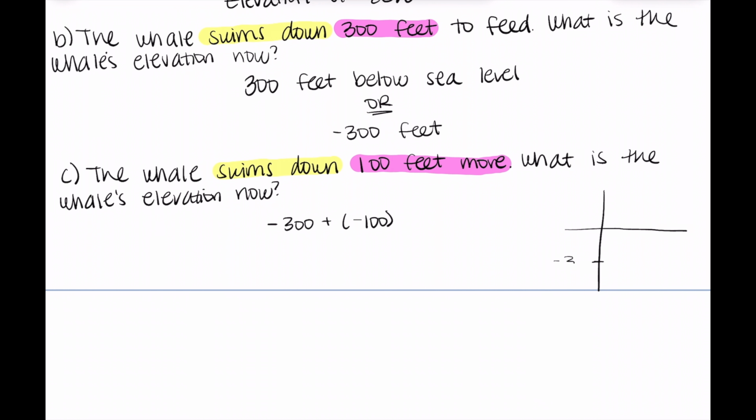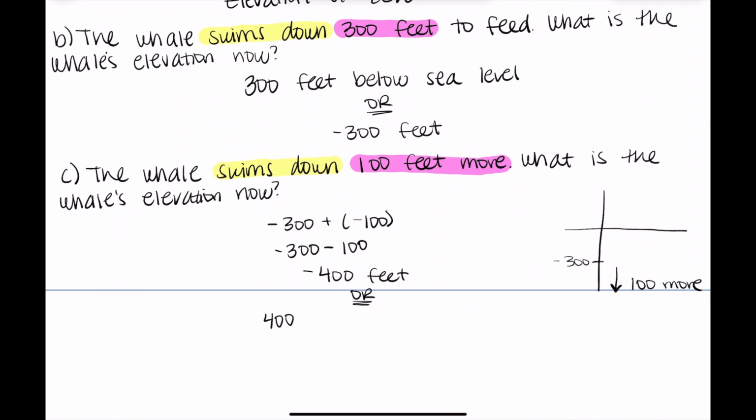I'll draw a little diagram on the side here just so we can see what this would look like. So we have our negative 300 and we are going 100 feet deeper. So that would be negative 300 plus negative 100, or adding by negative is the same as subtracting. So our answer would be negative 400 feet, or if you want to write the longhand version, it would be 400 feet below sea level.